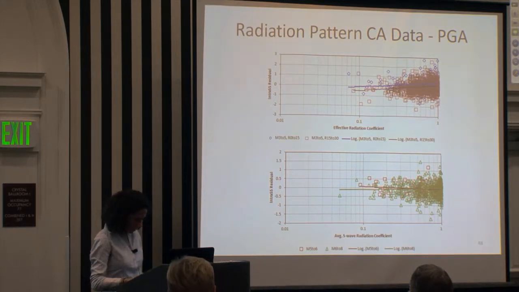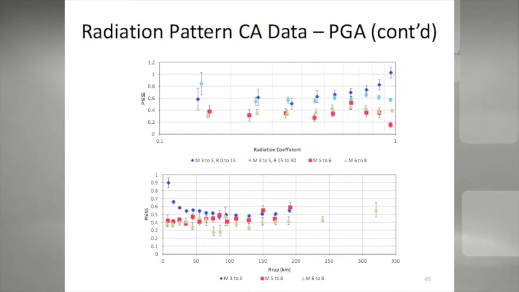So then I went and I binned these residuals and computed VSS in the different radiation coefficient bins. So you have here the dark blue is M3 to 5, distance up to 15 kilometers.